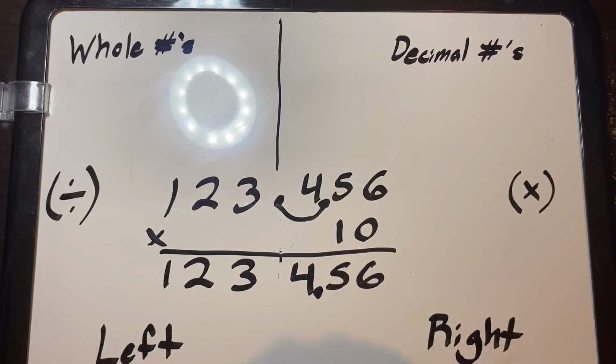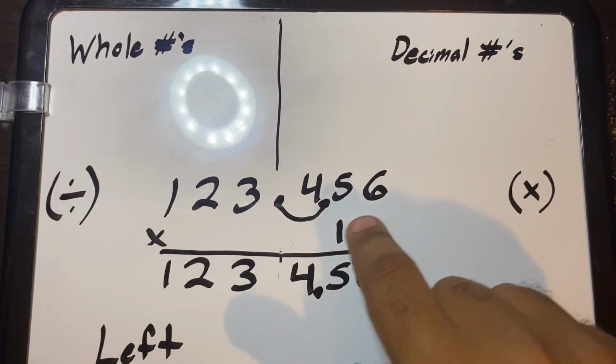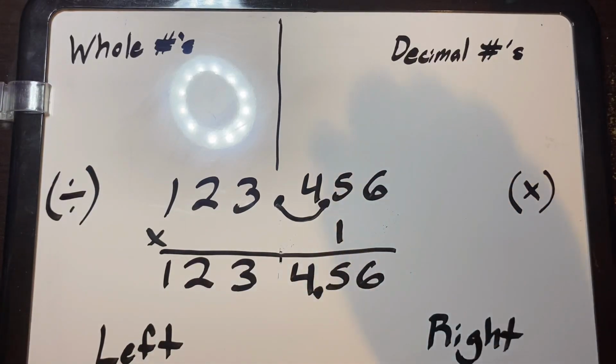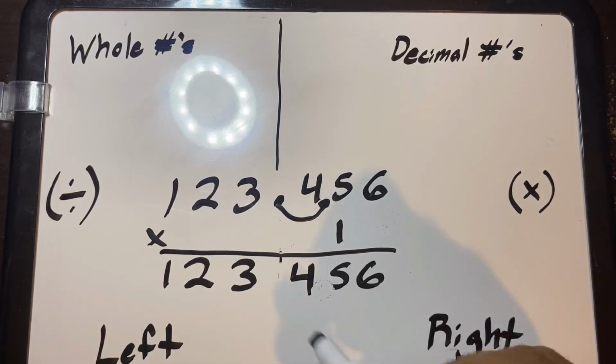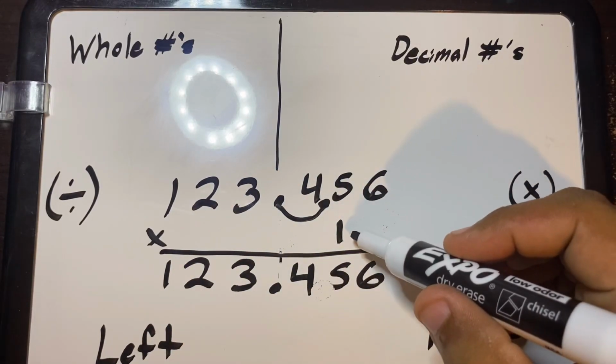Mr. V, what if there are no zeros? Well, if there are no zeros and it's just a number, let's say 1, it'll just be the same answer. Mr. V, what if there are 2 zeros? Oh, that's also easy.